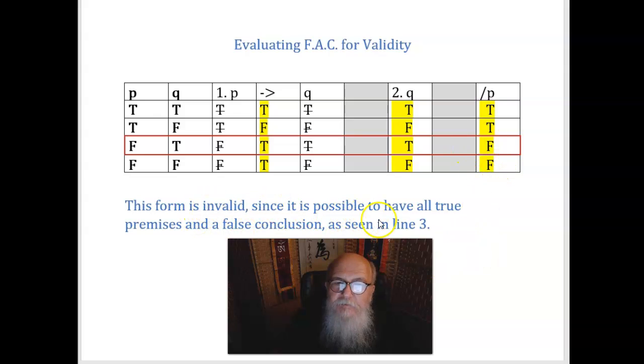So this form is invalid, since it's possible to have all true premises and a false conclusion, as seen in line 3. On the exam, if I give you an argument to evaluate and I say explain your results, I'll look for a sentence just like this one, explaining what's going on and how the truth table lets you know that the argument is invalid.